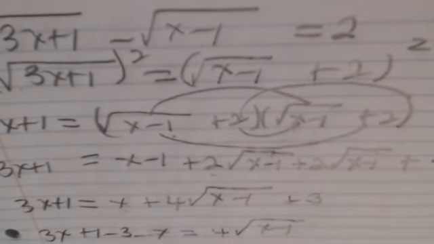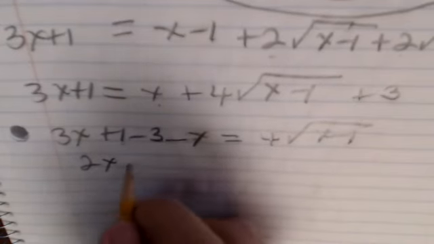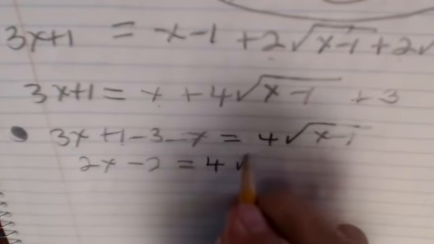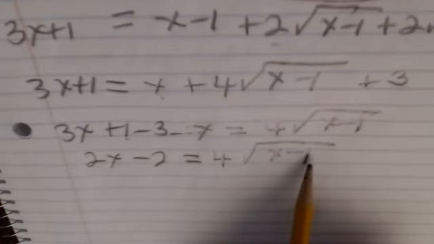Now let's clean up the mess on the left side. Keep me straight when I don't have it pushed up far enough for you to see, holler at me, okay? Okay. 3x minus x is going to give me 2x. 1 minus 3 is minus 2. And on the right side, I got 4 times x minus 1. Fair enough? Yes, sir. That's x minus 1 under the radical, right.